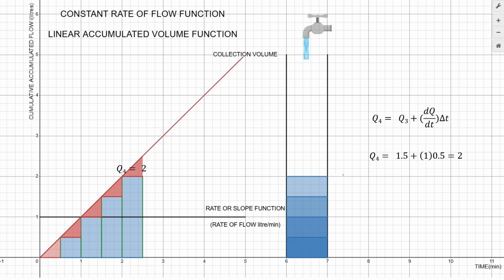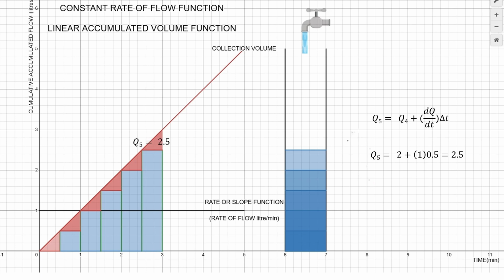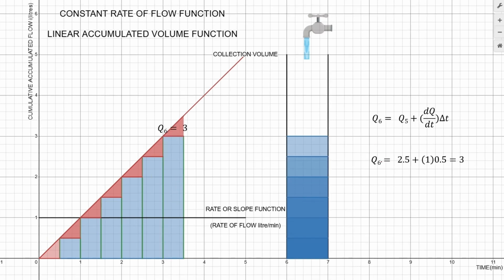So q4 is equal to 2. Next we have q5. So q5 is 2 plus 1 into 0.5, which is 2.5. In the same way we can calculate the other cases. So q6 is 2.5 plus 0.5, so that is 3.